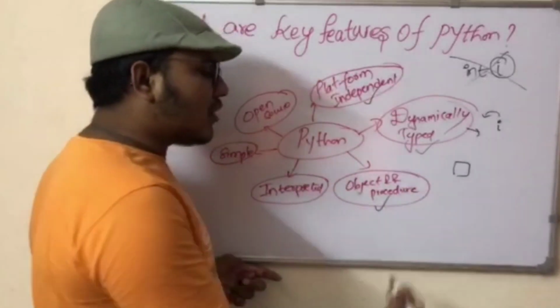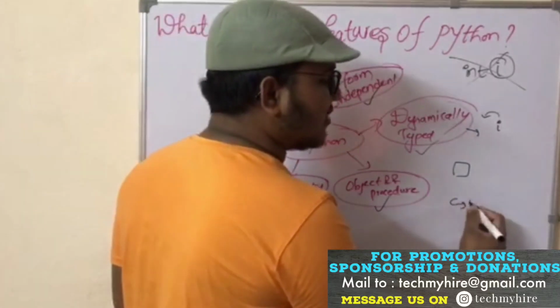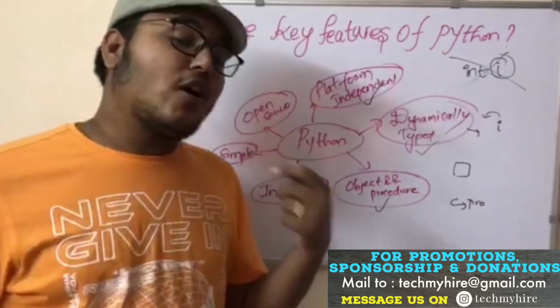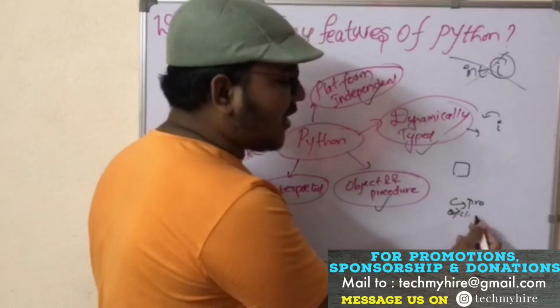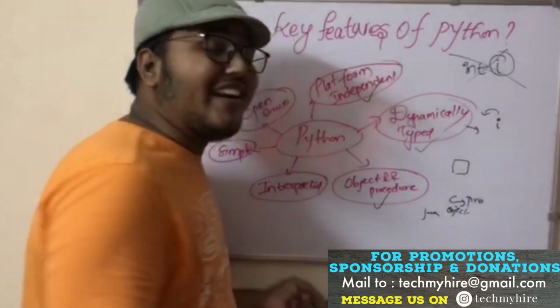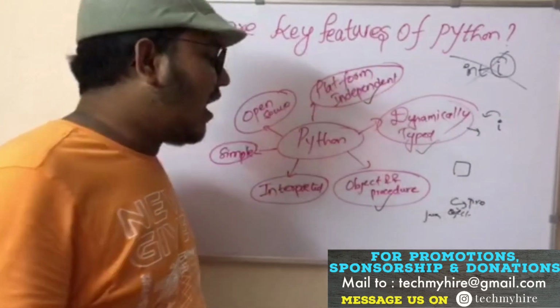And also it is both an object-oriented programming language and a procedure-oriented programming language. If you consider C, it is a procedure-oriented programming language because it uses functions. However, in an object-oriented programming language like Java, if you want to write anything, we can write it in classes only.